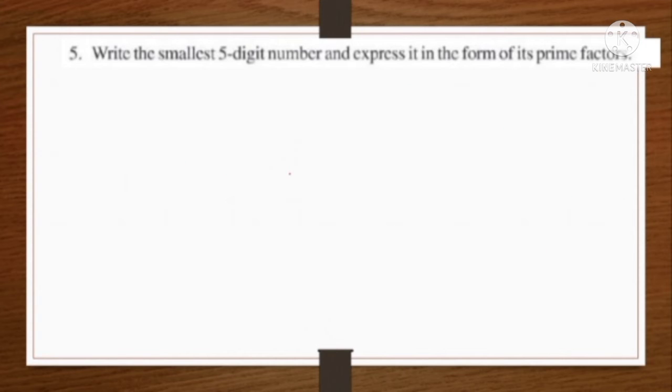The next, sum number 5. Write the smallest 5-digit number and express it in the form of prime factors. So first of all we have to write what the smallest 5-digit number is. The smallest 5-digit number is 10,000. Now we have to express it in terms of prime factors.